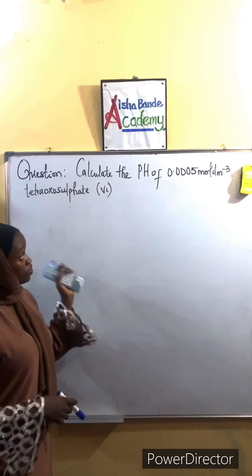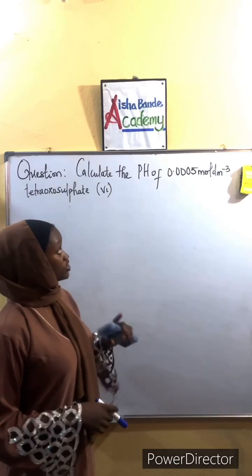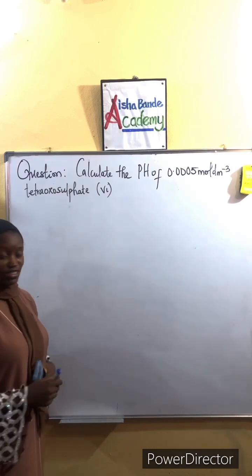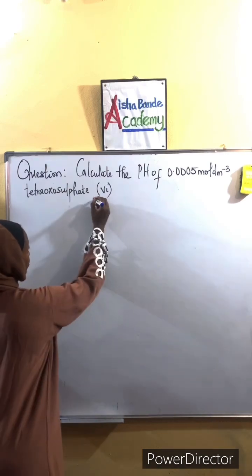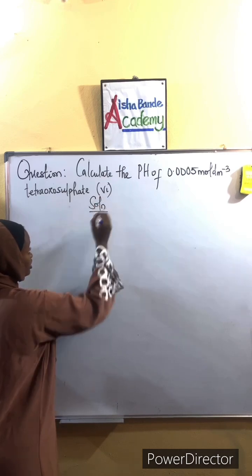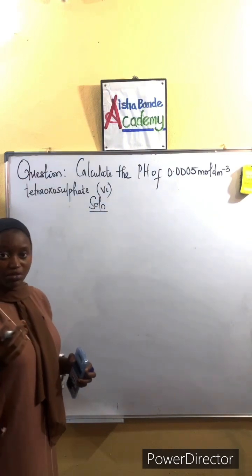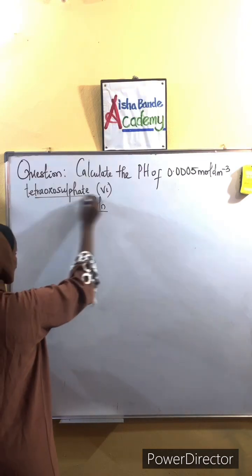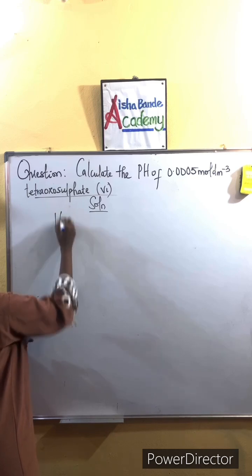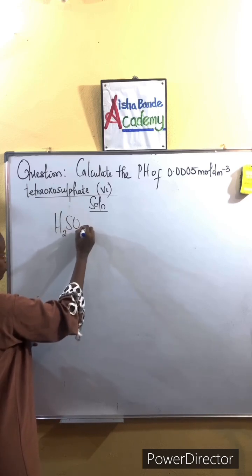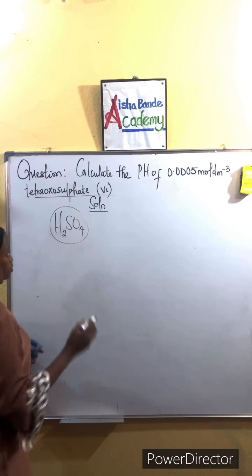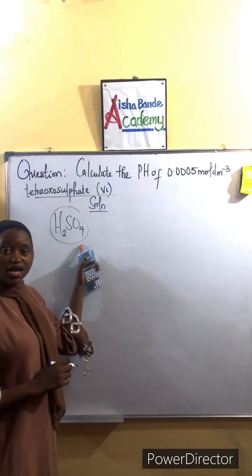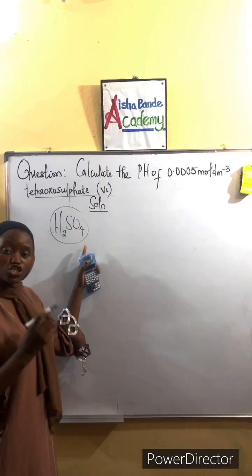The question says calculate the pH of 0.005 mole per dm cube tetraoxosulfuric acid. Solving this, the first step is to write out the chemical formula for the compound given, which is tetraoxosulfate 6. So the formula is H2SO4.